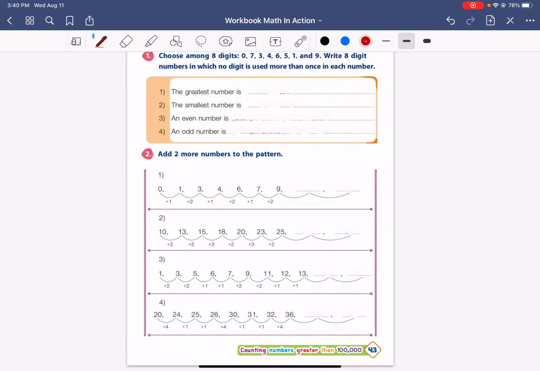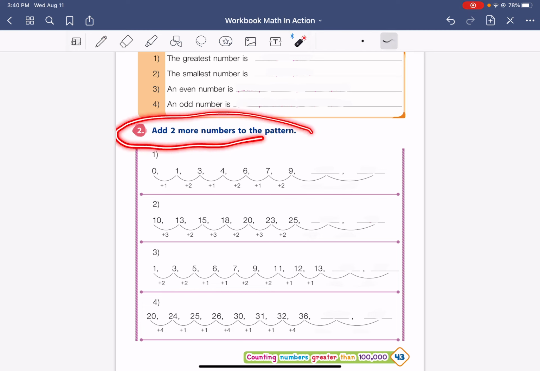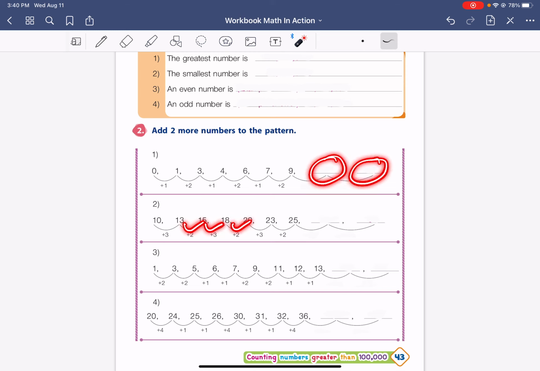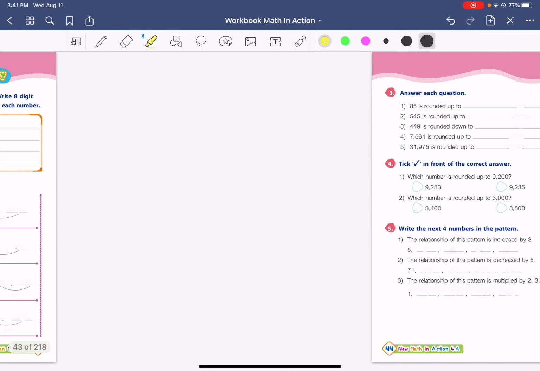All right. So homework, I want you to try to add 2 more numbers to the pattern. Here is plus 1, plus 2, plus 1, plus 2, plus 1, plus 2, plus 3, plus 2, plus 3, plus 2. You're going to find out these numbers for homework. Okay? I'm going to write that down for homework. Number 1, number 2, number 3, and number 4 for homework. All right, that's for homework.